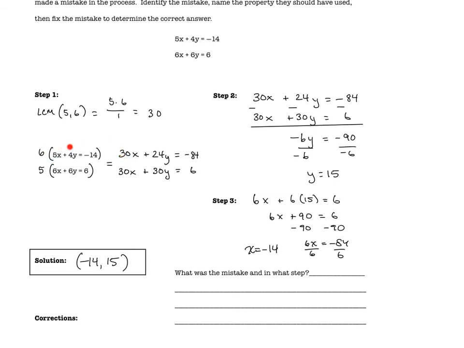Now let's just check that they did the distributive property correctly. So 6 times 4 is 24. 6 times negative 14, negative 84. Yes, that is correct. 5 times 6, 30. Whoa! Okay, we didn't have to get very far to realize that they made a mistake.